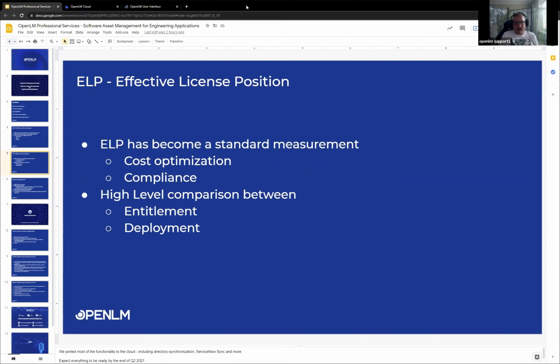So how do we manage software? The ELP is another buzzword that is being thrown a lot around. What does it mean? Why it's so important?